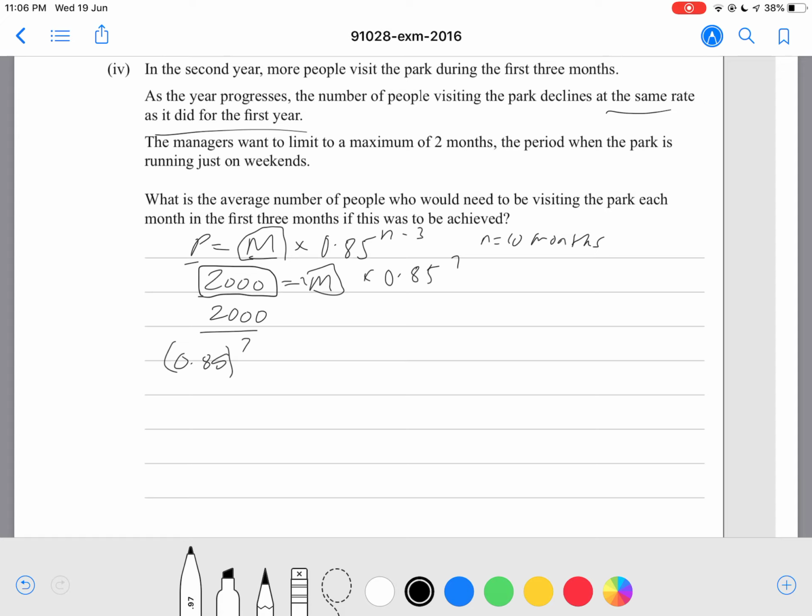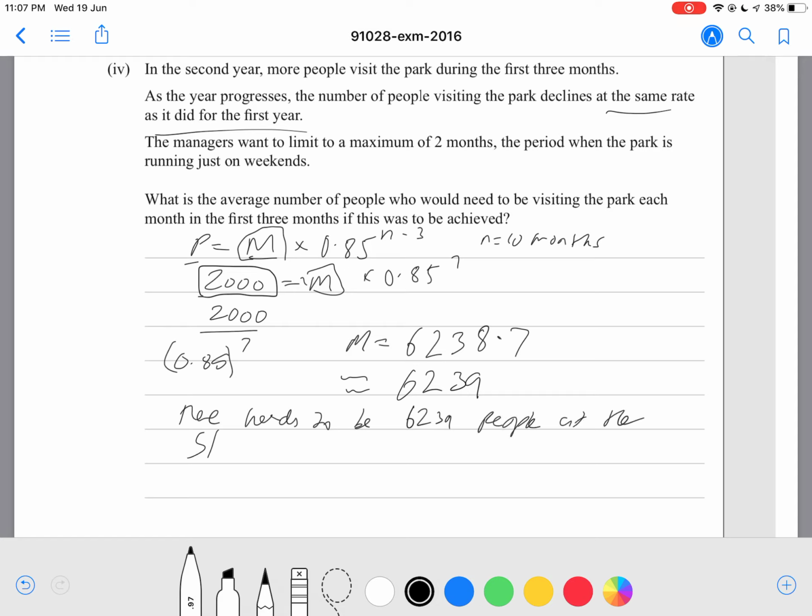So basically, now we have our 2,000 divided by 0.85 to the power of 7, and our M value should be given as 6,238.7. That rounds up to 6,239. Therefore, there needs to be 6,239 people at the start. Okay, then that's your final answer here, and that's to get you the excellence grade here.